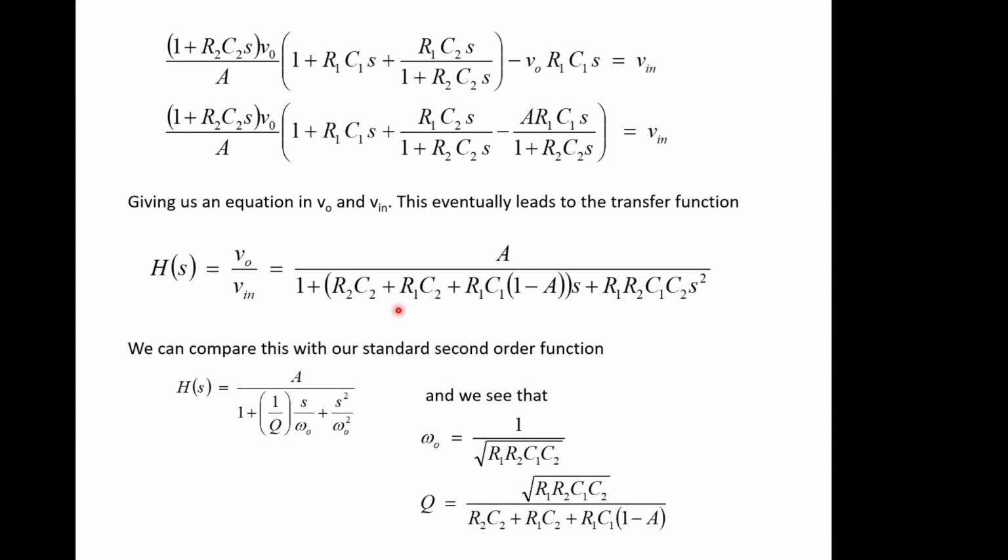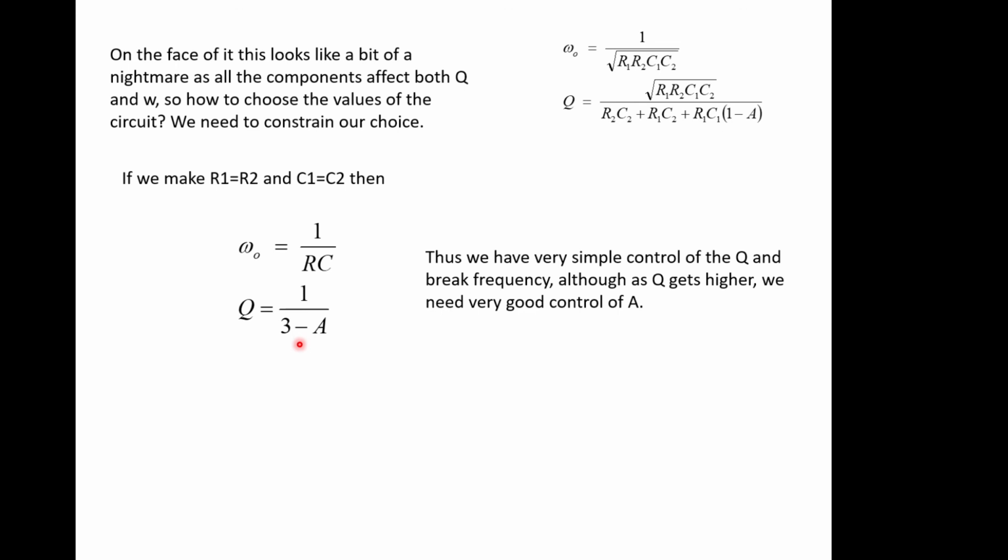So what we'd probably like to do is try and simplify this a little bit, so we put some constraints on. These are arbitrary constraints just to try and make life a bit easier for us. If we make R1 equal R2, and just call it R, and we make C1 equal C2 and call that C, we can show that we can have a very simple control of it. We end up with omega naught, the cutoff frequency, being defined by 1 over RC, so we can just pick values for R and C to make them equal to omega naught, and then Q becomes 1 over 3 minus A, where A is the gain of the amplifier.